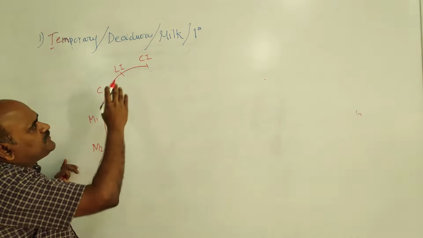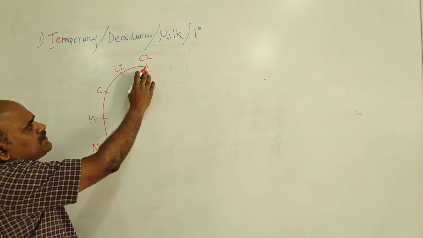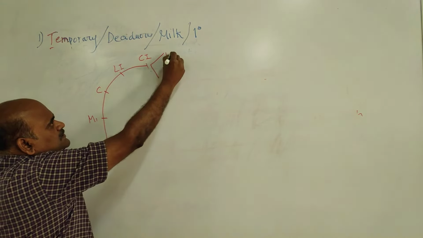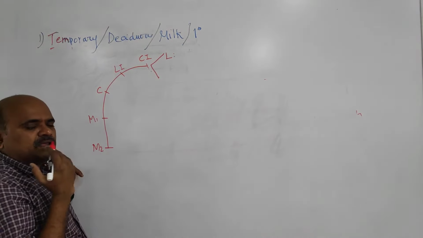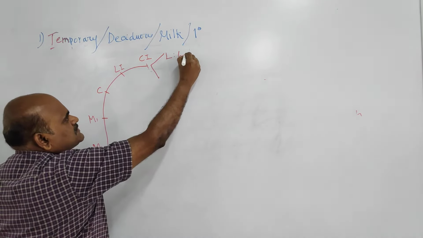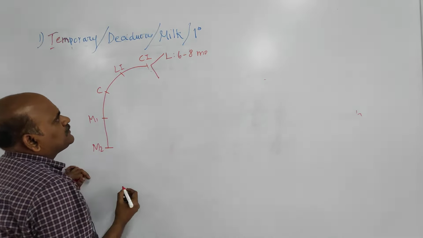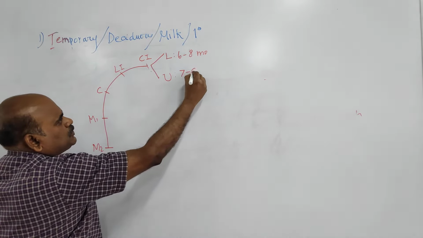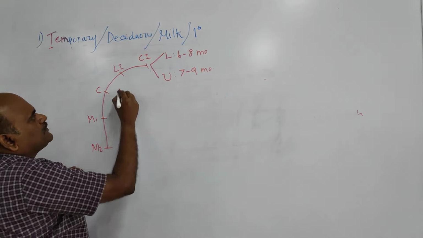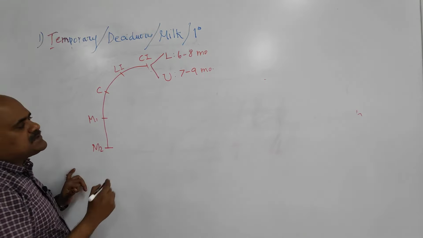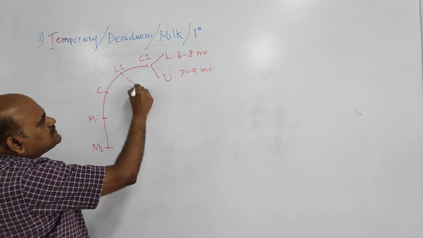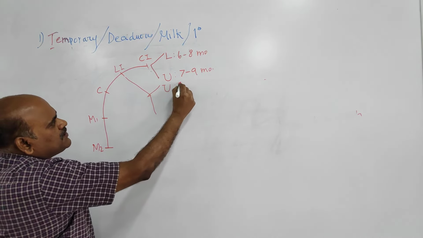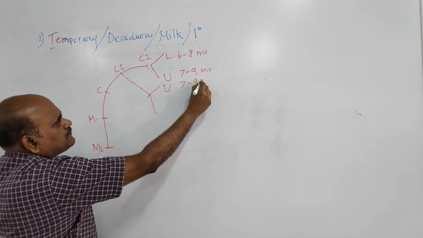In the temporary set, the first tooth to erupt is the central incisor, that too in the lower jaw first. Lower central incisors on either side will erupt between 6 and 8 months, followed by the upper central incisor one month later, at 7 to 9 months. Then comes the lateral incisor. This upper lateral incisor will erupt at the same age as the upper central incisor, 7 to 9 months.